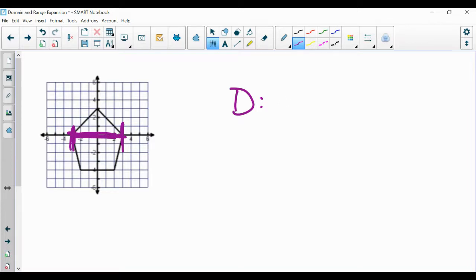How do we say between -3 and 3? Hopefully you guys remember how to do your and statements and inequalities. This says that x values exist between -3 and 3: greater than -3 and less than 3.